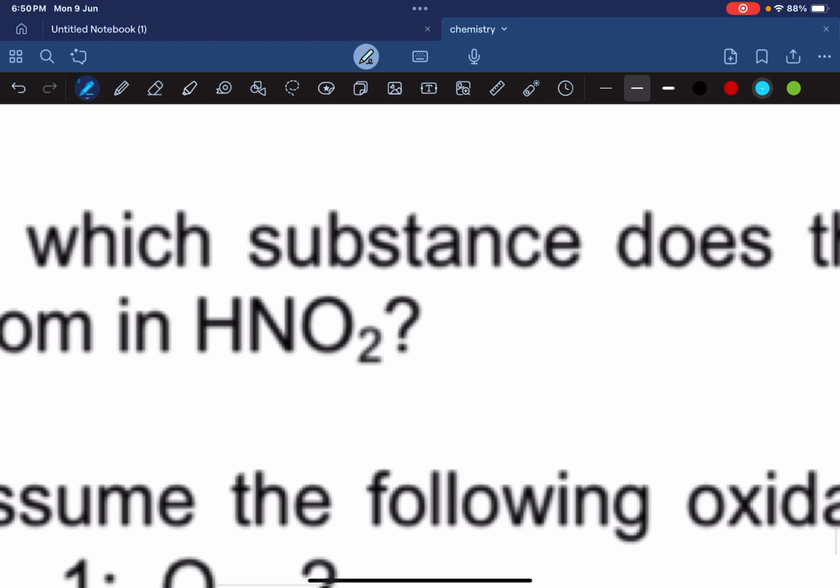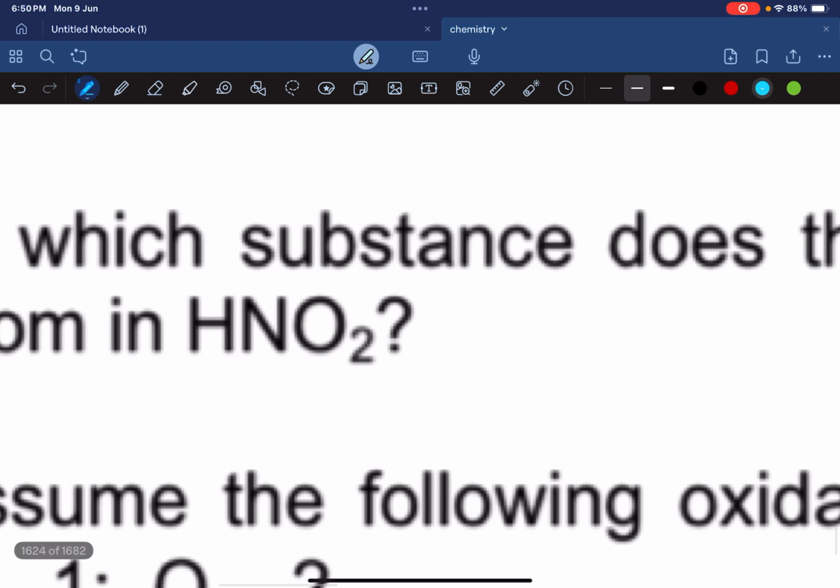Try to think about this. Oxygen is 2 negative, which is for 1 oxygen. We have 2 oxygen, so it's going to be 4 negative. And H is plus 1. So nitrogen, to balance out a 4 negative, we already have plus 1. So how many more do we need? We need a 3 plus. So nitrogen over here is 3 plus.